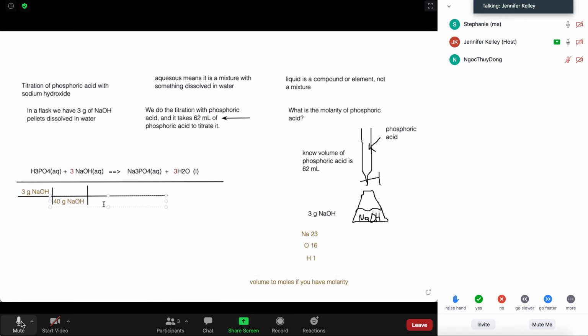Scoop this over a bit. Oops, too far. Okay. And that's molar mass, which is always grams per mole.